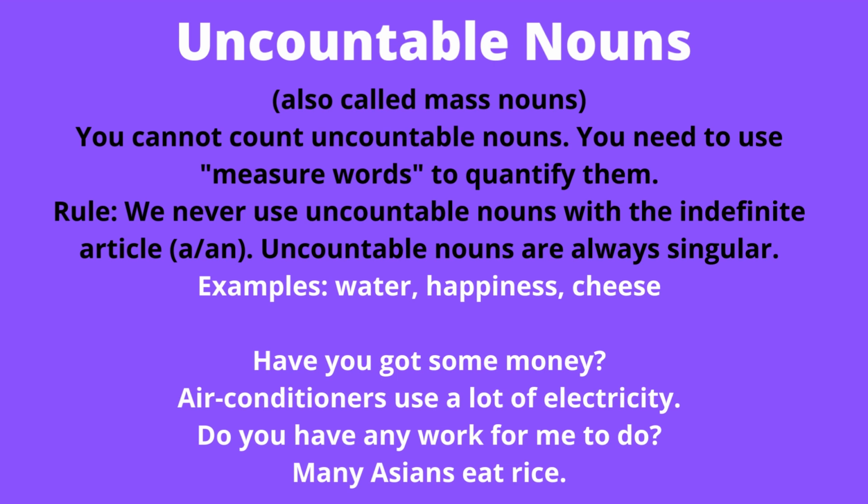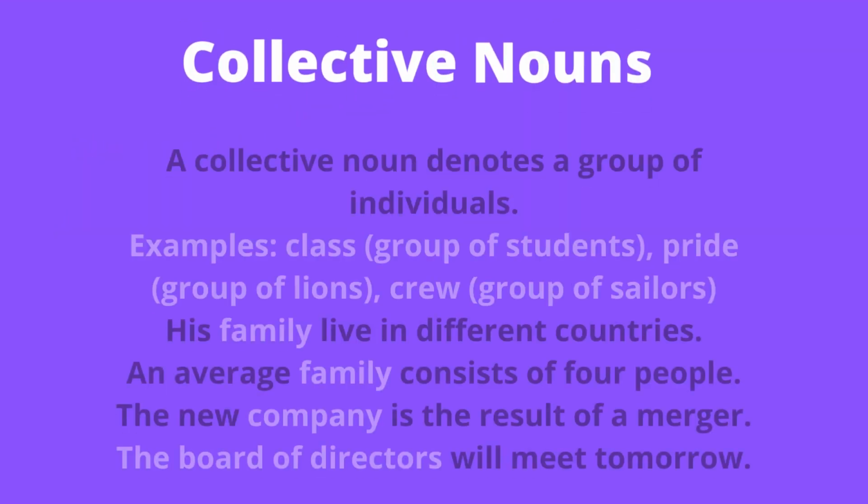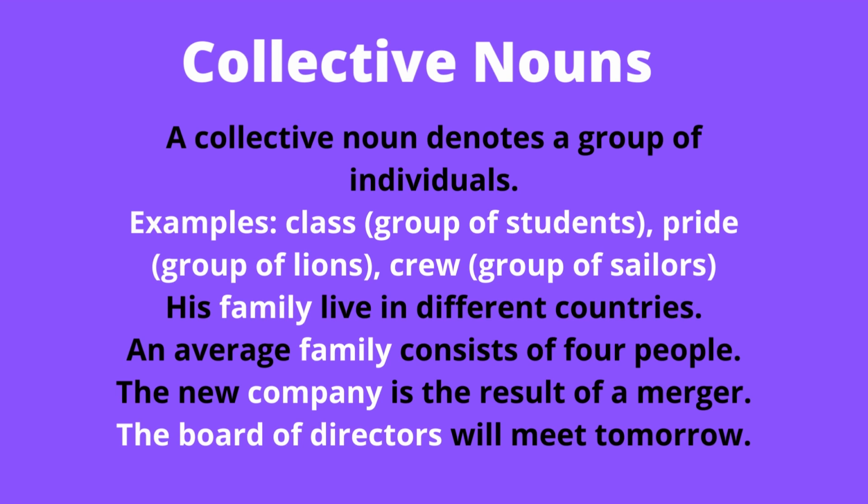Now let's see other kinds of nouns. Collective nouns. A collective noun denotes a group of individuals. For example, class. Class is a group of students. Pride is a group of lions. Crew, a group of sailors. There is a rule for collective nouns. Collective nouns can be treated as singular or plural. More about this at rules of subject verb agreement with collective nouns.